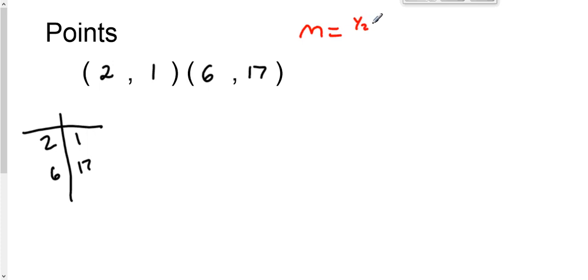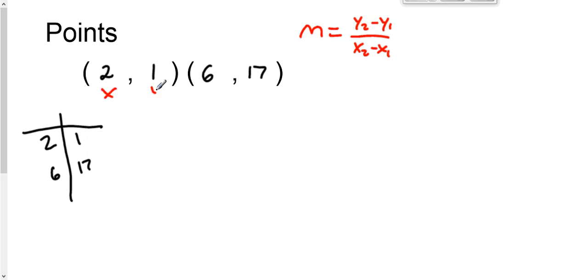When they're in points, we can actually approach it the exact same way we've been approaching it with the table. 2, 1, 6, 17, so it's exactly as it was before. But I do want to show you the other technique that we talked about. It does make it more work. It's called the slope equation. The slope equation is m is equal to y2 minus y1 all over x2 minus x1.